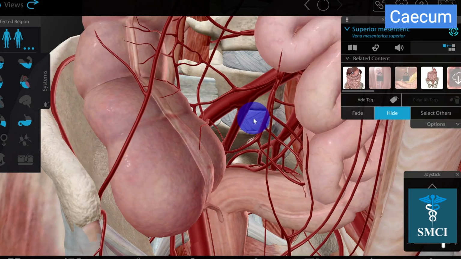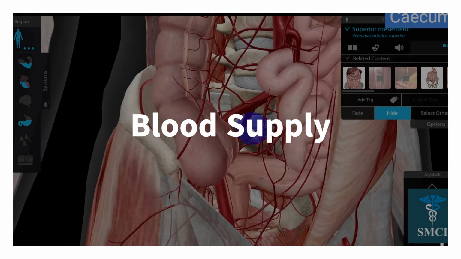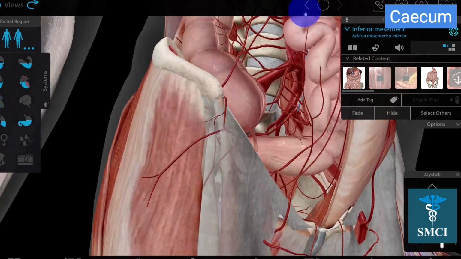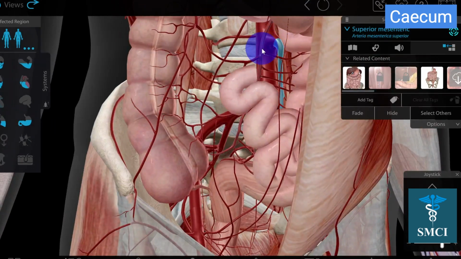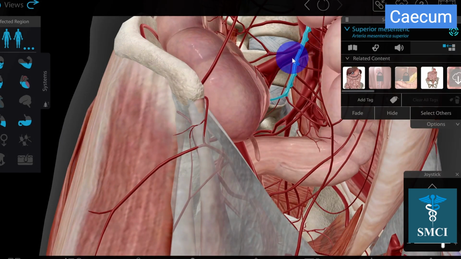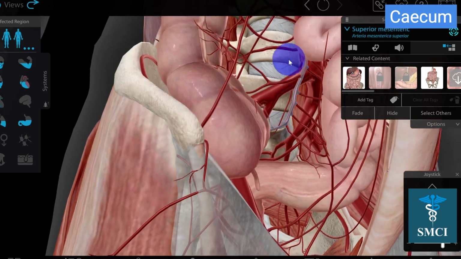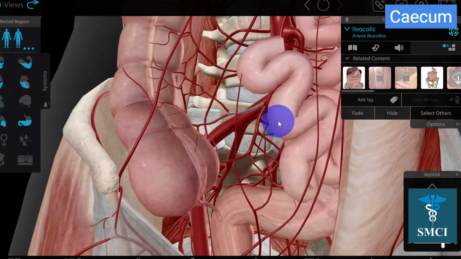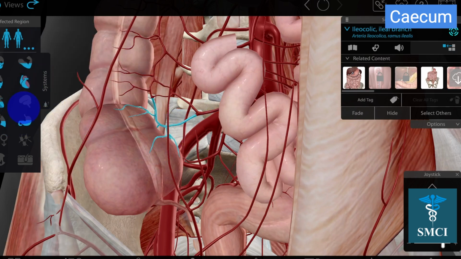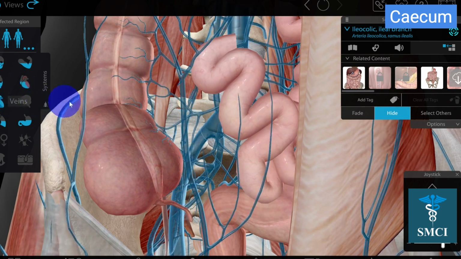Now let's discuss the blood supply of the cecum. The cecum is part of the midgut. The main artery of the midgut is the superior mesenteric artery, which is a branch of the aorta, descends down and gives a branch known as the ileocolic artery. From the ileocolic artery the cecal branches emerge and supply the cecum. So here you can see the ileocolic artery giving the cecal branches which supply the cecum. That is the arterial supply.